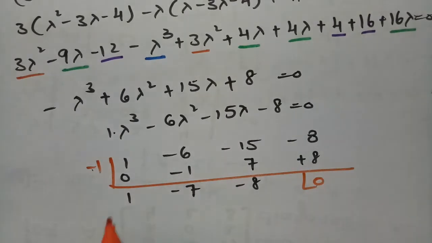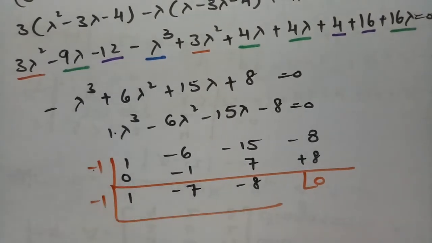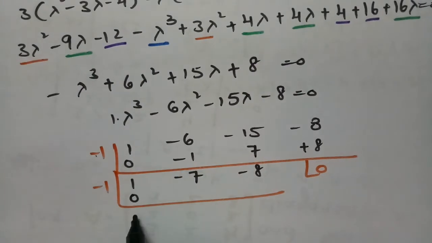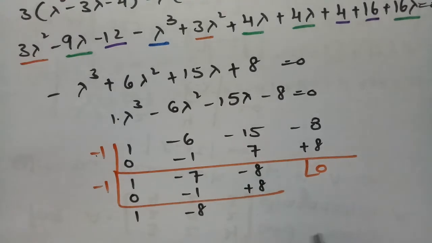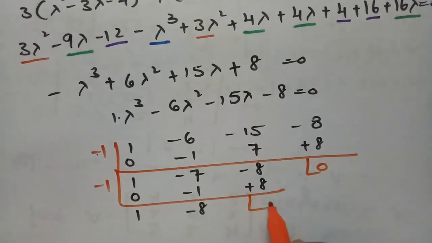I got the value as 0. Again if I check with minus 1, and see what happens here, so this is 1, and this is minus 1 again, this is minus 8, and this is plus 8, and see this value is also 0.